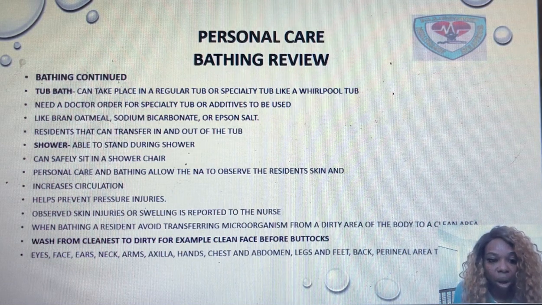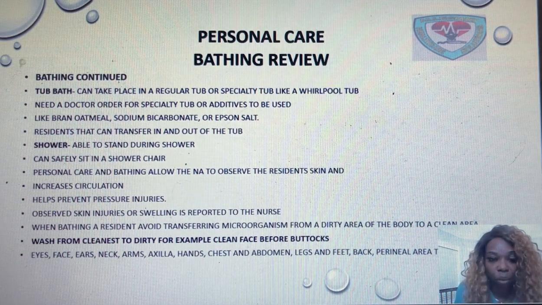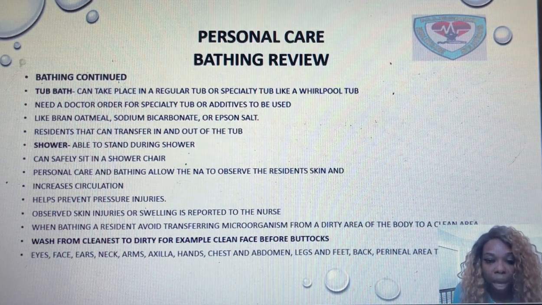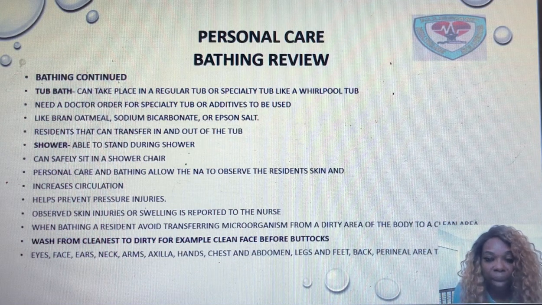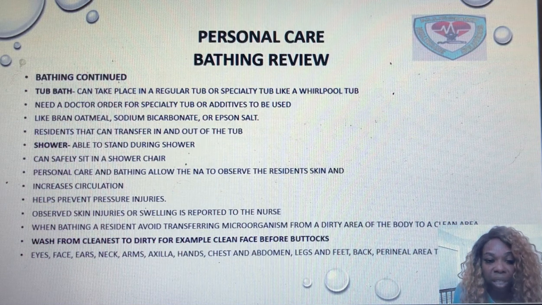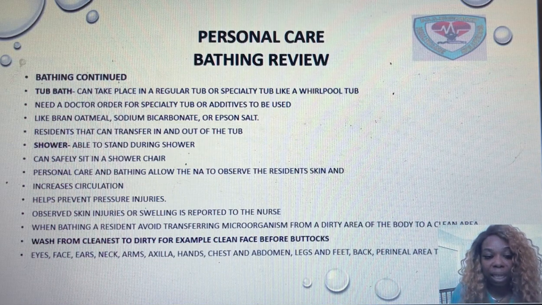When you are bathing a resident, you want to avoid transferring microorganisms from a dirty area of the body to a clean area of the body. Remember, you're going to be washing from the cleanest to the dirtiest. For example, you will clean the face first before cleaning the buttocks.